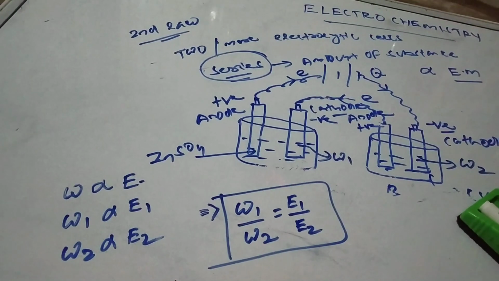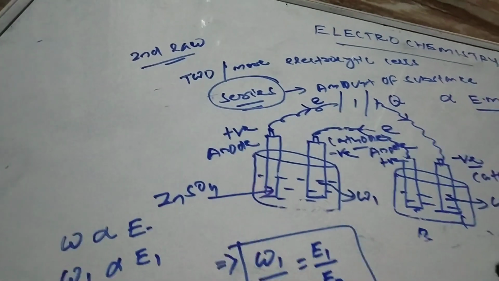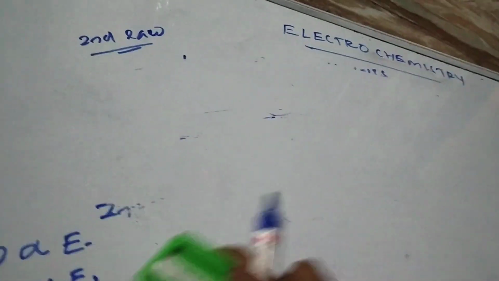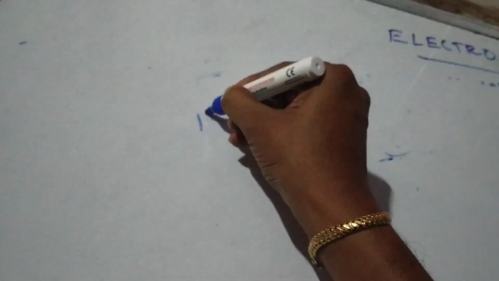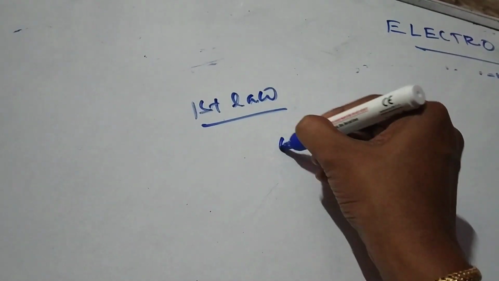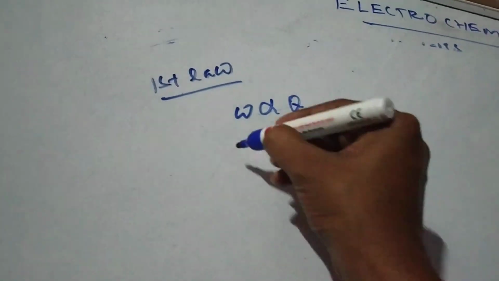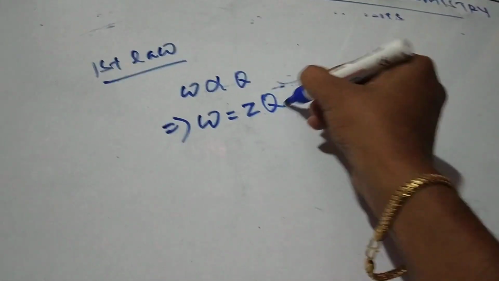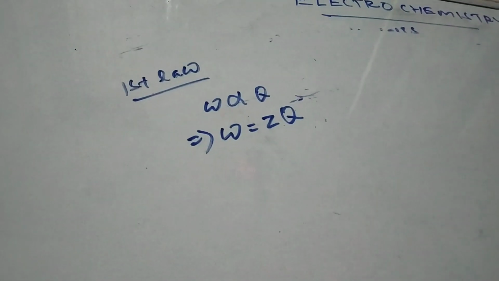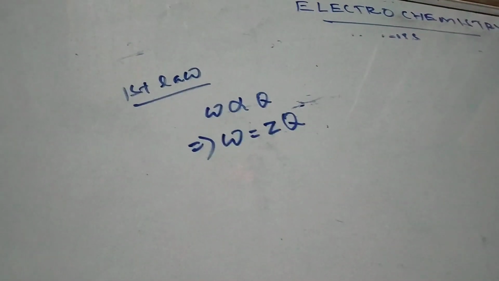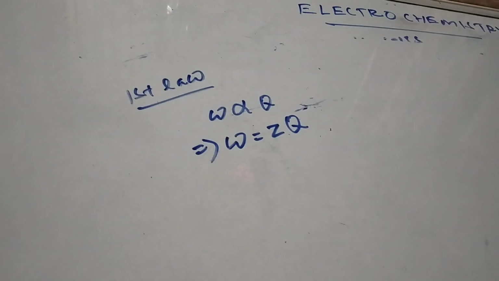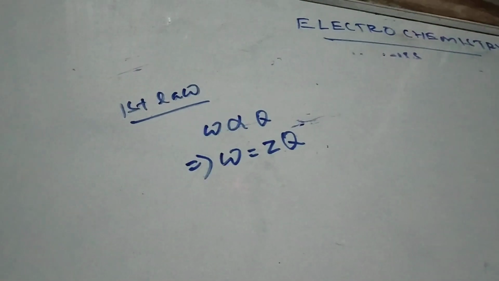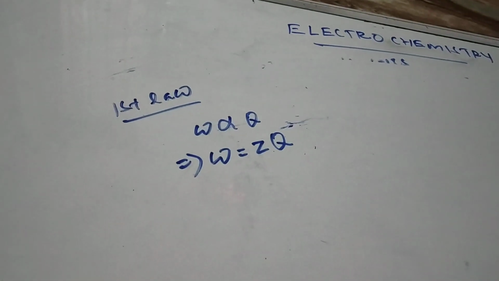Now I will go for the combination of the first and second law of electrolysis. How can we combine the first law with the second law? According to the first law, we know W is proportional to Q, so I can write W is equal to ZQ. Now as it is combined with the second law, we should take more than one cell in series connection. So if I take more than one cell, the charge should be the same for both cells.